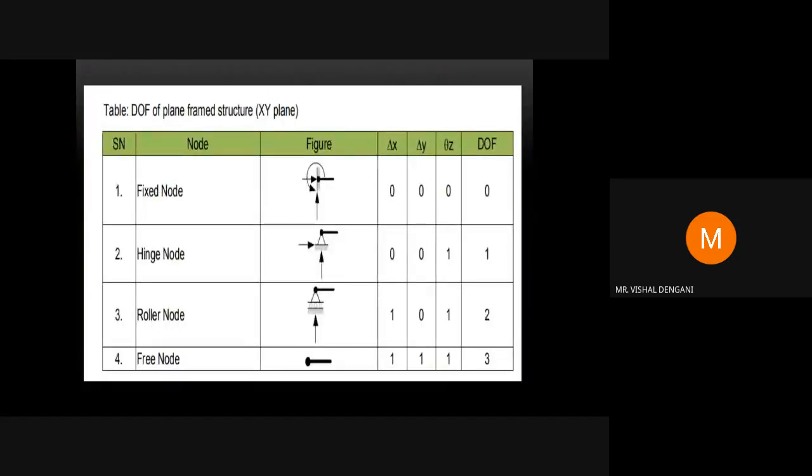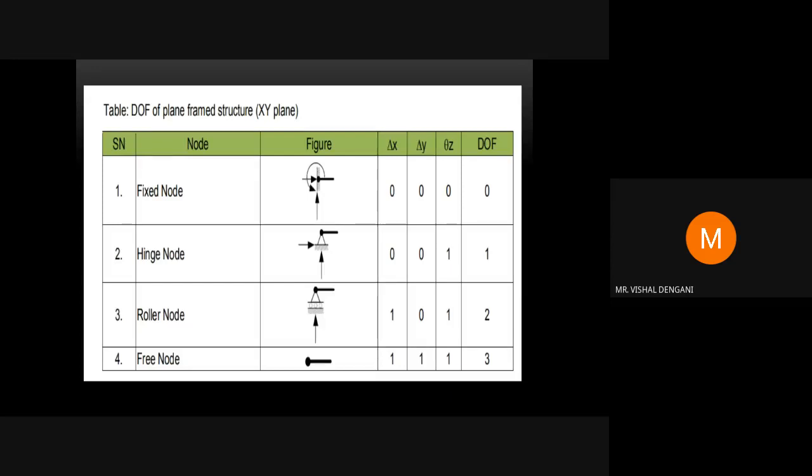Now, here is the same table I have written. This is again applicable to all types of structure. Here you can see the support reactions also, and accordingly you will be able to find out the degree of freedom. That means fixed node or fixed support: delta x 0, delta y 0, theta z 0, DOF 0. Likewise, hinge support, roller support and free node.